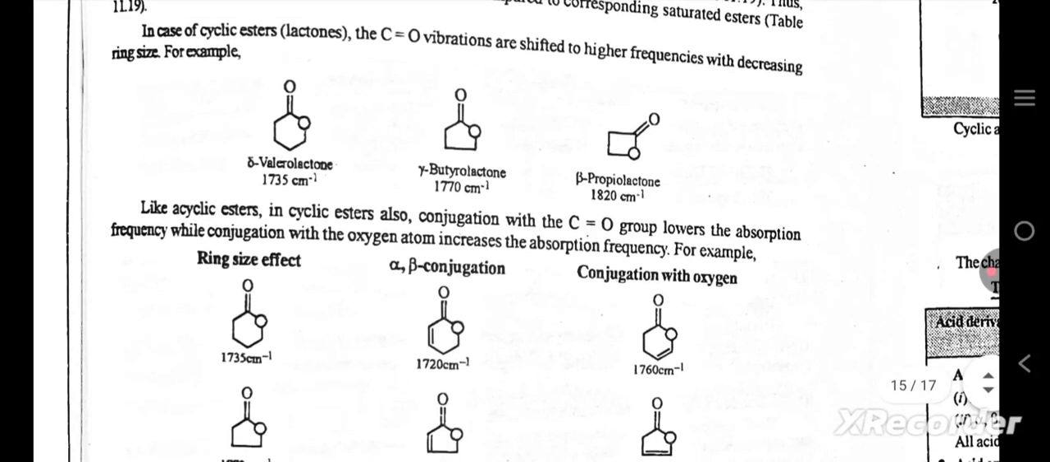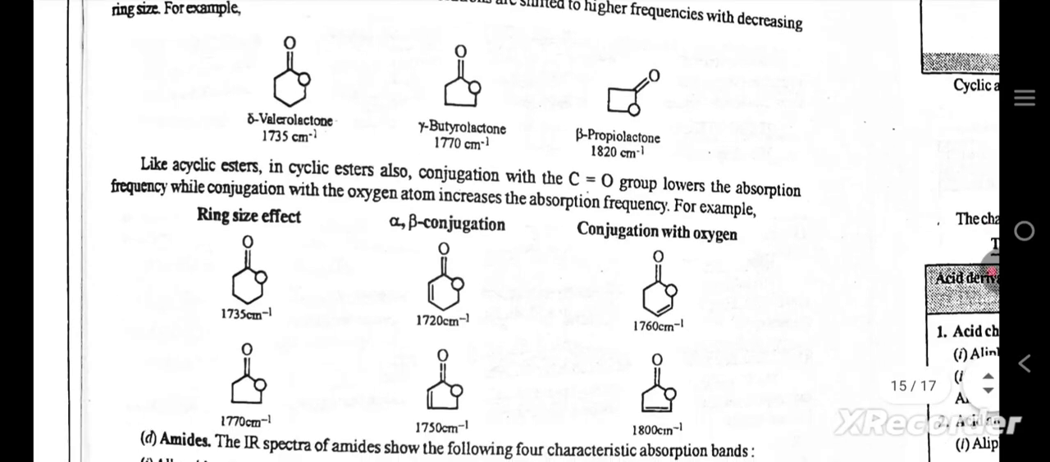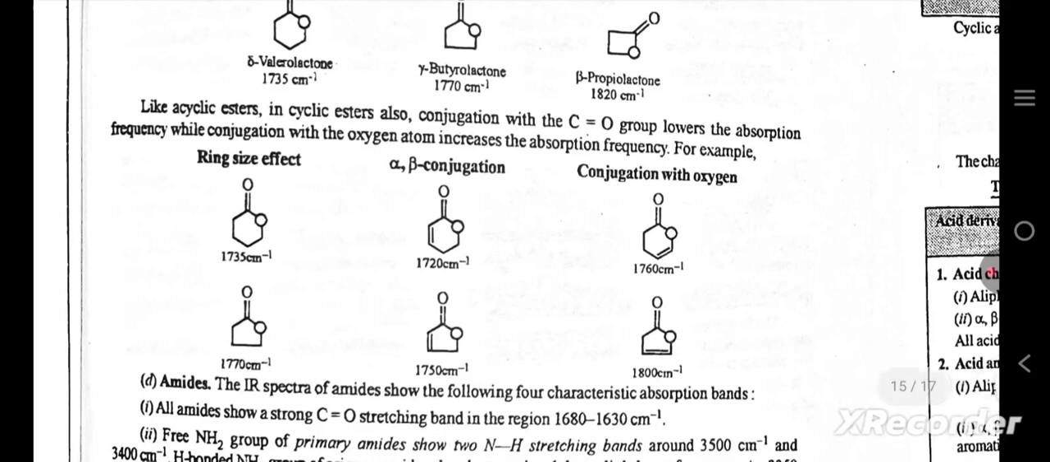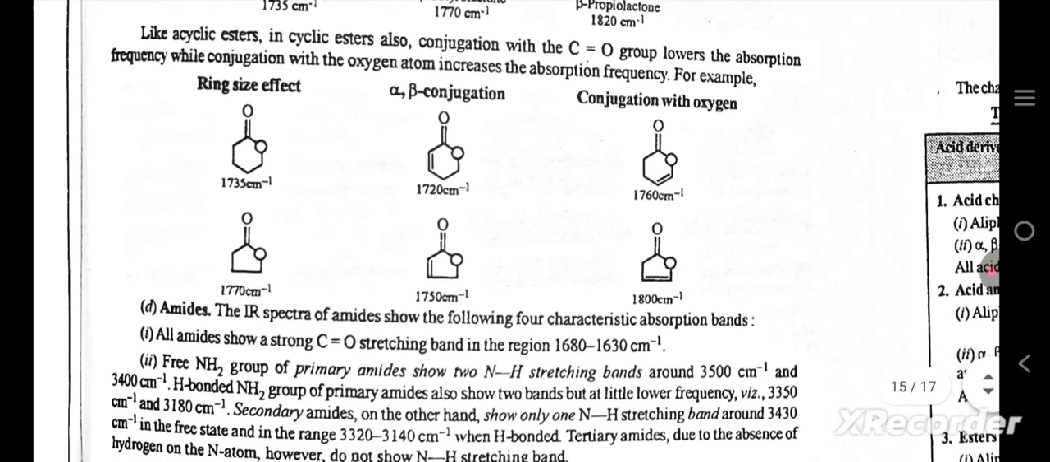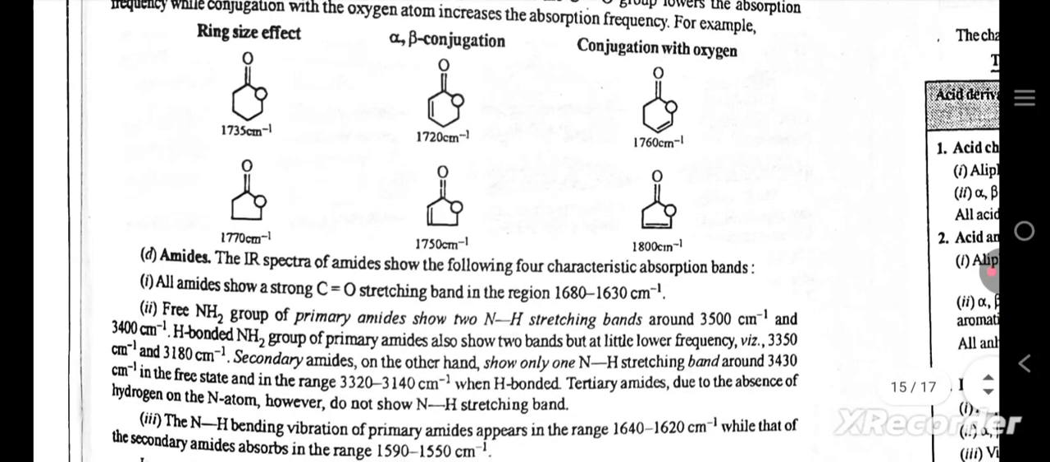In case of cyclic esters, the C=O vibrations are shifted to higher frequencies with decreasing ring size. For example, like acyclic esters, in cyclic esters also, conjugation with the C=O group lowers the absorption frequency, while conjugation with the oxygen atom increases the absorption frequency. For example, ring size effect, alpha, beta conjugation, conjugation with oxygen.